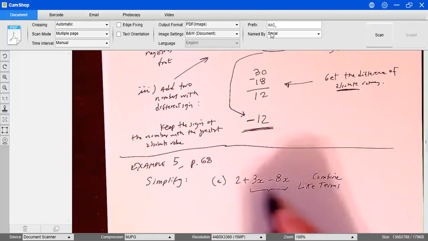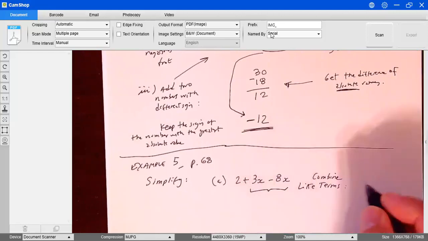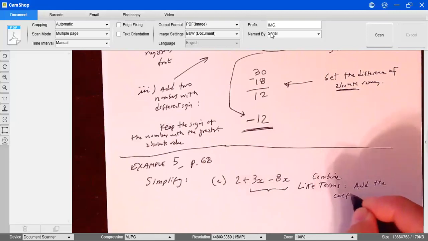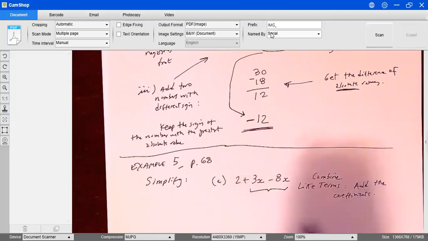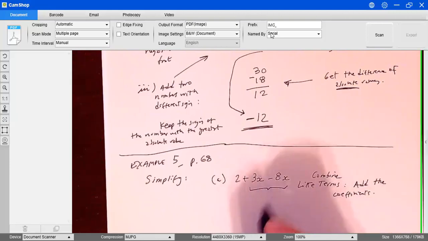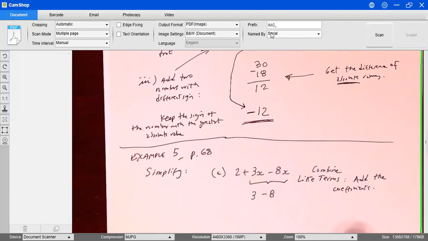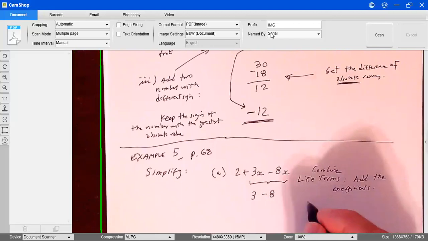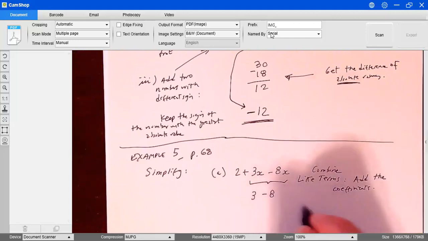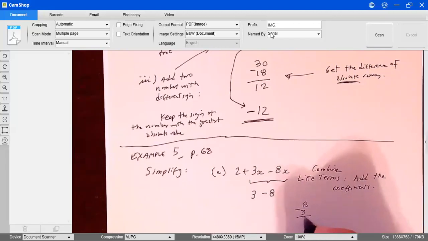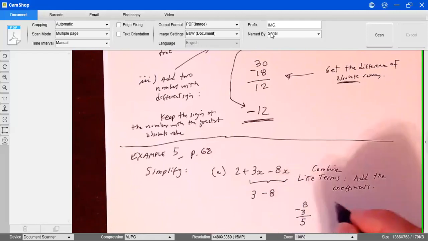So how do you combine these two? To combine like terms, you just add the coefficients. Remember, we're going to add the coefficients. So what are the coefficients here? One is 3, the other is -8. Now you see that you have two numbers with different sign. So you're going to get the difference. So you're going to get 8 minus 3. So you subtract the smallest from the greatest. So you're going to get 5.